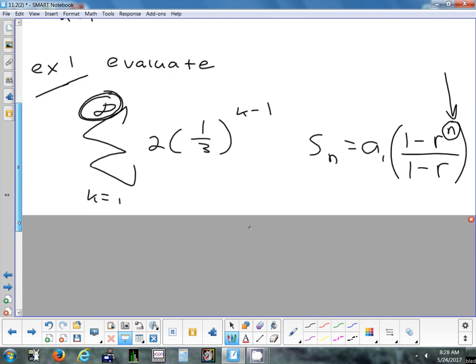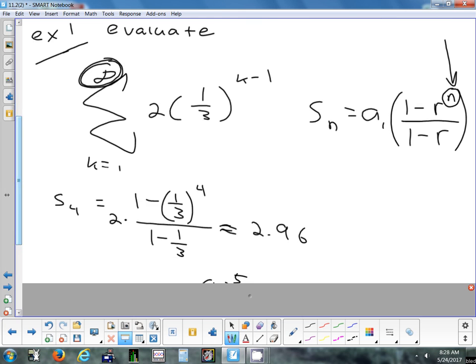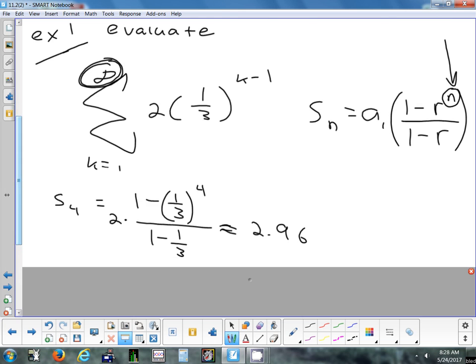I've already done some of these out. A1, the first term, is 2. How do I know that? Well, it's the number that's right there. If you didn't know that, all you have to do is plug in 1 for k and do the calculation, and you'll get 2. Because if you plug in 1 for k, you get 1/3 to the 0 power, which is 1. And then 1 times 2 is 2. So 2 is the first term. And the common ratio is right there. 1/3 is what I'm multiplying by each time.